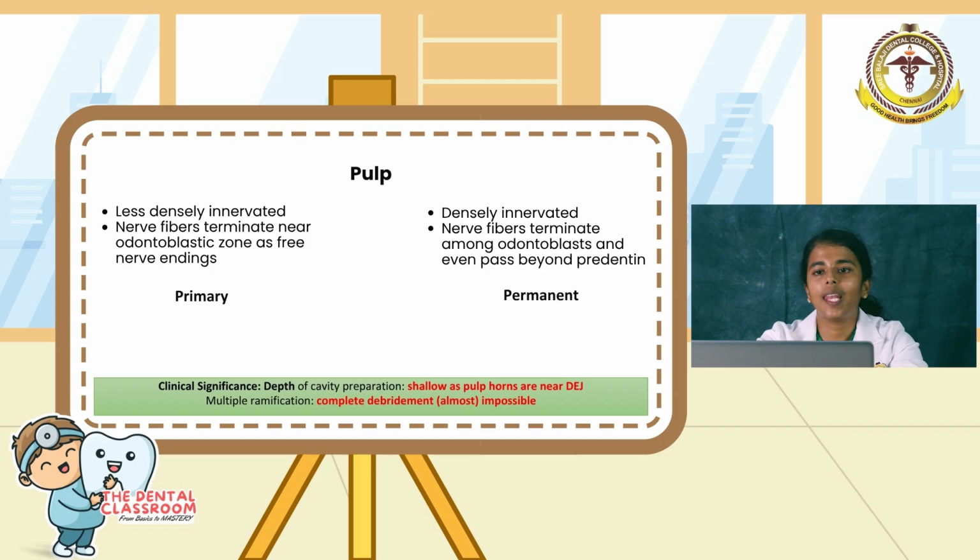The pulp of primary teeth is less innervated. The density of innervation is very low in the pulp of primary teeth when compared to the permanent teeth, which are densely innervated because of the abundant nerve supply, corresponding to the A-delta as well as C fibers seen in the pulp. In the primary dentition, the nerve fibers terminate in the odontoblastic zone as free nerve endings. In the permanent dentition, the nerve fibers terminate among the odontoblasts, and even pass beyond the predentin.